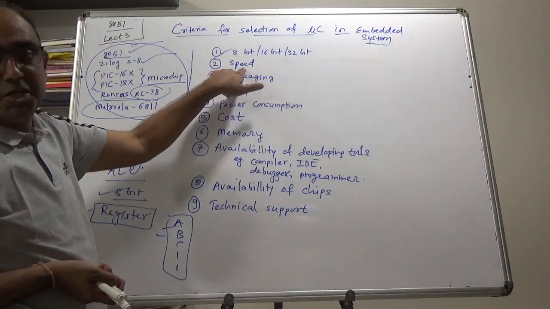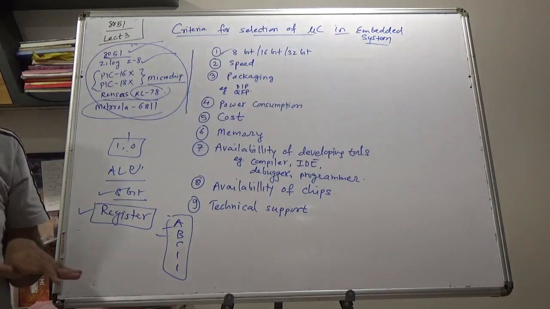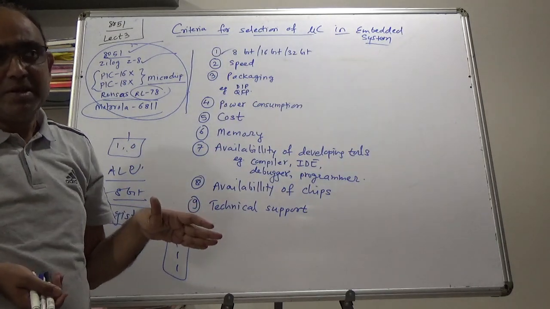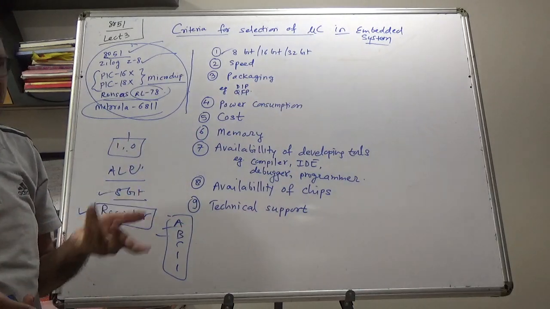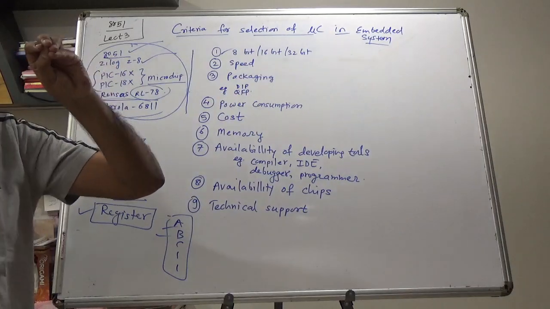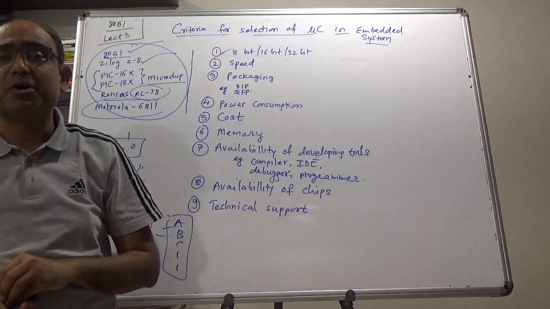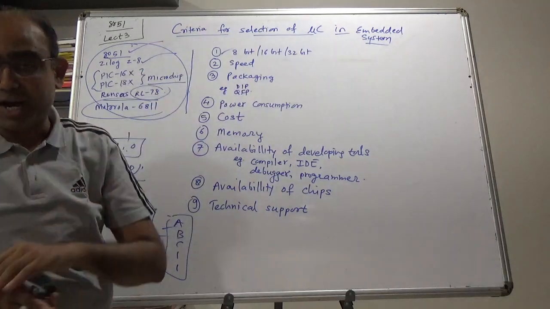Now what about the speed? Speed is decided by the frequency at which that microcontroller is working. The frequency may be decided by some external crystal, but there may be some maximum limit, like a particular microcontroller can work at 8 megahertz, another particular microcontroller can work at a maximum of 16 megahertz.